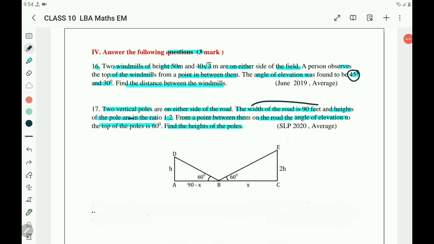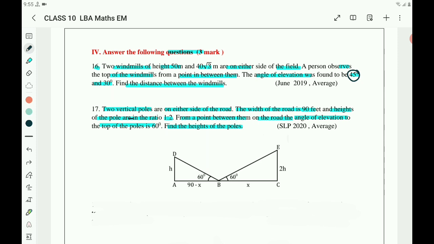The width of the road is 90 feet, meaning the distance between the poles is 90 feet. Because the poles are on either side of the road, the width of the road is nothing but the distance between the poles. That is AC, from A to C. In the figure, AD is one pole and AC is the distance between the poles, which equals 90 feet.